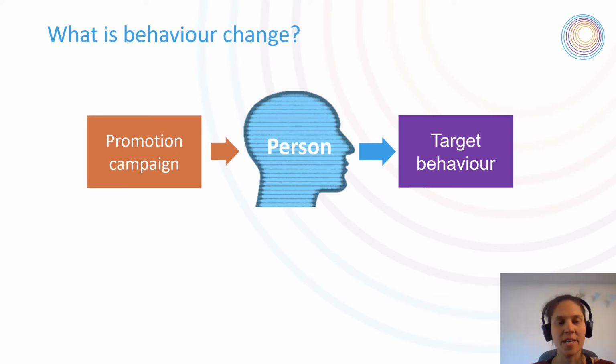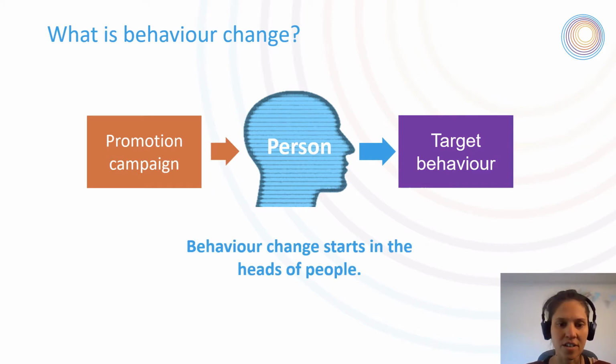Our understanding of behavior change is that we provide our target population with a certain promotion campaign or with certain behavior change information, and we expect behavior change. But there is of course this individual, this person in between, and we want to understand what guides this person: what are the thoughts, the beliefs, the feelings related to the new target behavior. So we say that behavior change starts in the heads of people, in their mindsets, and this is what we try to understand by applying the Ranas approach.